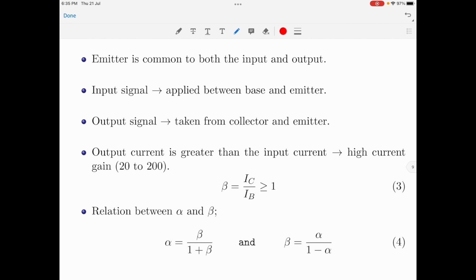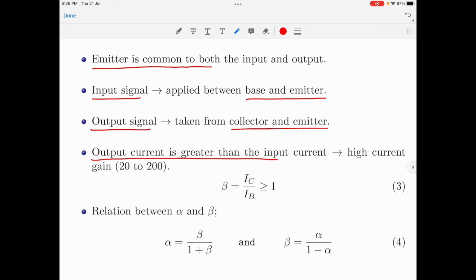Let us now very quickly summarize the common emitter configuration. In this configuration, the emitter is common to both the input and output. The input signal is applied between the base and emitter terminals, and the output signal is taken from between the collector and emitter terminals. In common emitter configuration, the output current is greater than the input current.